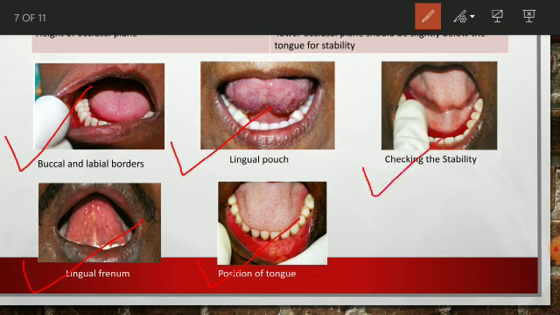And this, you're checking the stability. In this case, the operator is applying pressure on the right premolar and molar region. Now after applying the pressure, if the denture on the left side lifts up, this means that this area is unstable. That is, the left side of the denture is unstable.